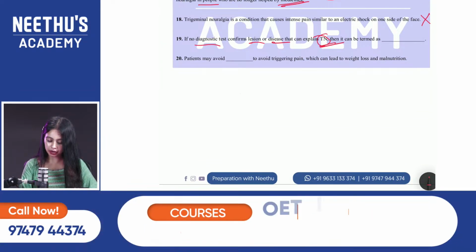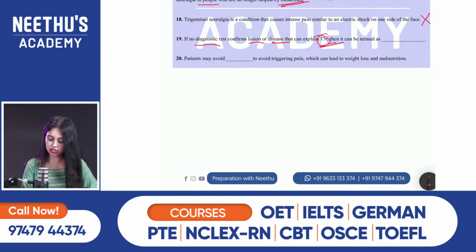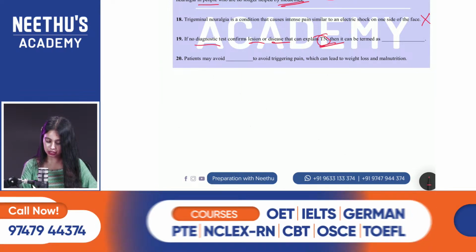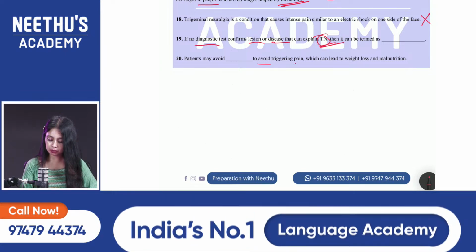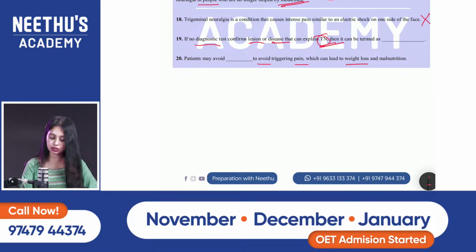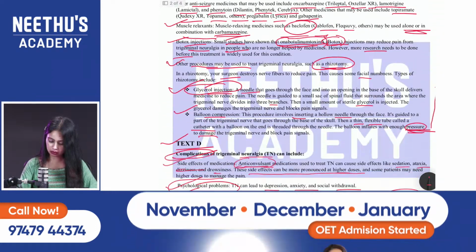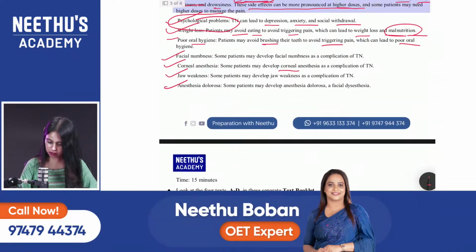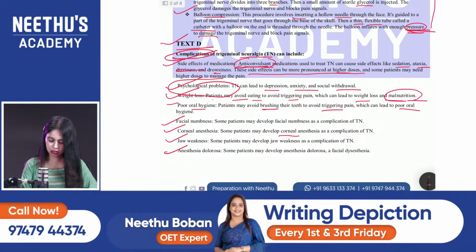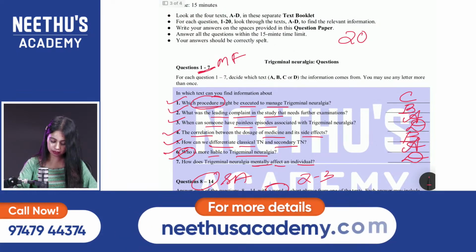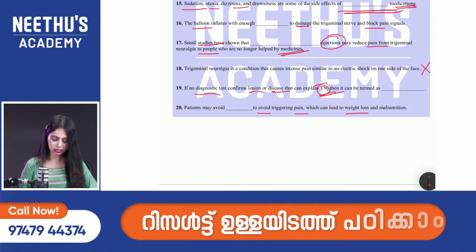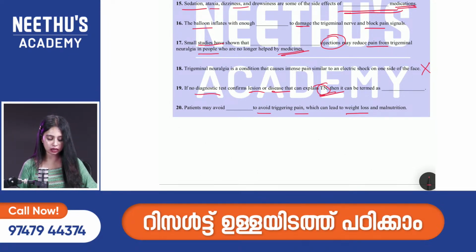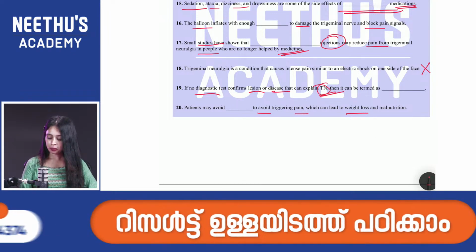And the last one, 20: patients may avoid dash to avoid triggering pain, which can lead to weight loss and malnutrition. A very simple, very direct answer. Avoid pain, weight loss, malnutrition. We have already seen this, right? Patients may avoid eating. So the answer is eating. Yes, correct answer. Alina, eating is the answer.